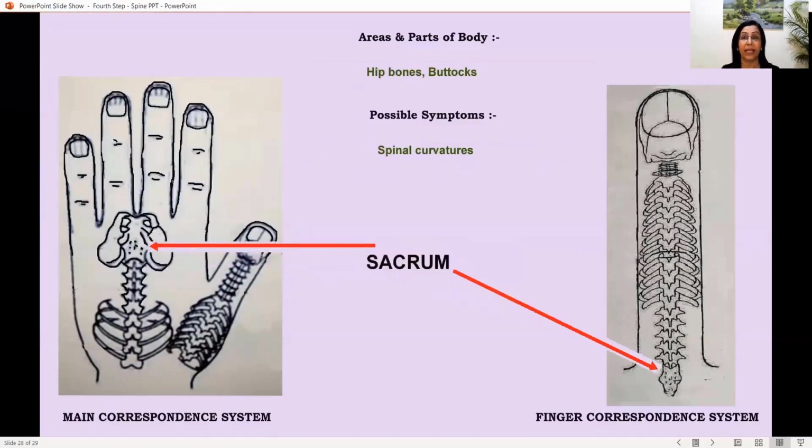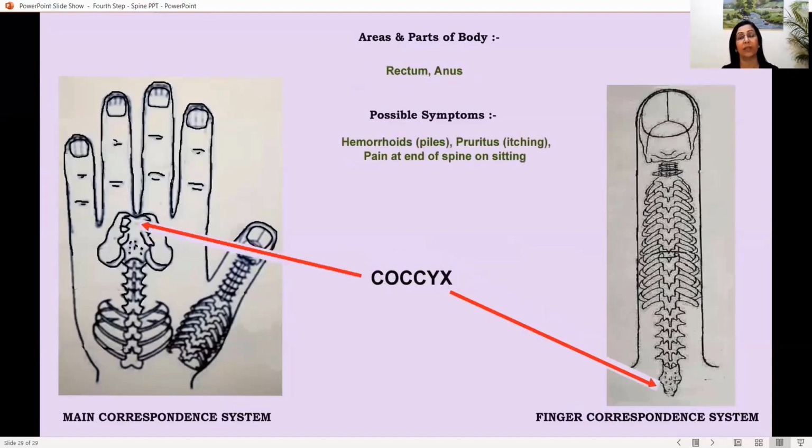After the lumbar vertebrae comes the sacrum, and the sacrum has to be treated for problems with the hip bones and buttocks. Possible symptoms could be spinal curvatures, which could be responsible for a lot of posture issues and other issues related to your legs. Then comes the coccyx. The coccyx is to be treated for any problem with the rectum or anus, and the possible symptoms could be piles, hemorrhoids, pruritus, which is itching, or pain at the end of the spine on sitting, which is very common for some people.